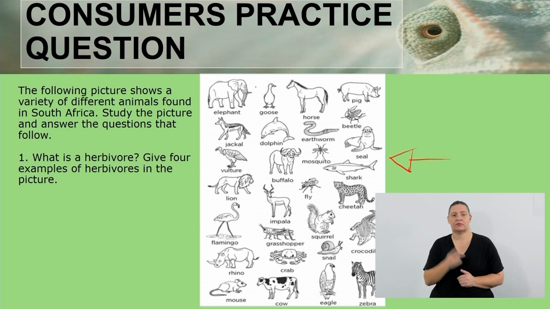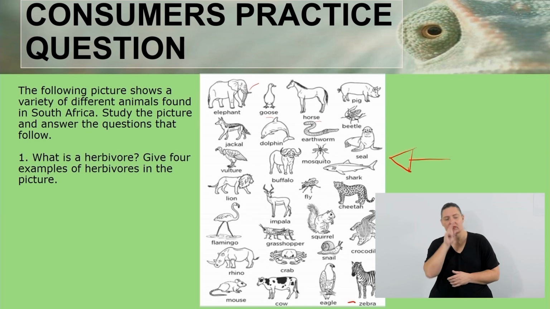So if you can see, we have our elephant, that's the first animal. We have the goose, the horse, up until the zebra. Right, so now let us look at what the question requires us to do. So our question says, what is a herbivore? Give 4 examples of herbivores in the picture.